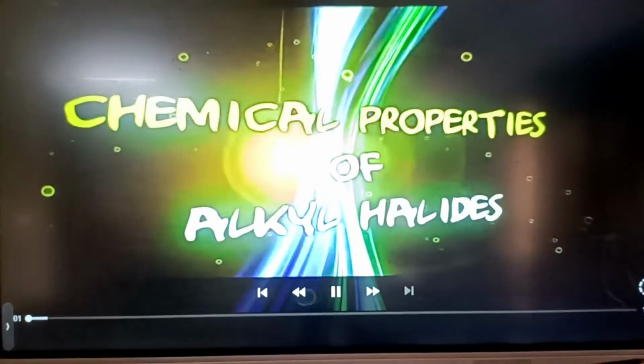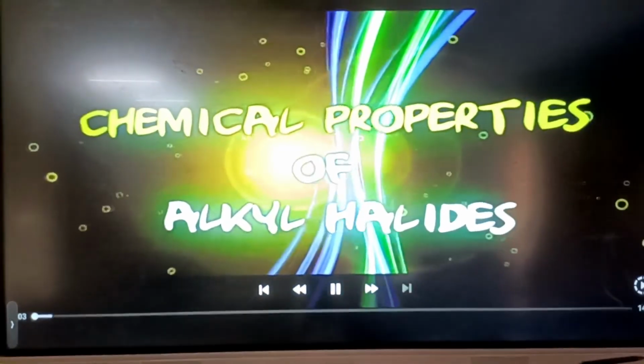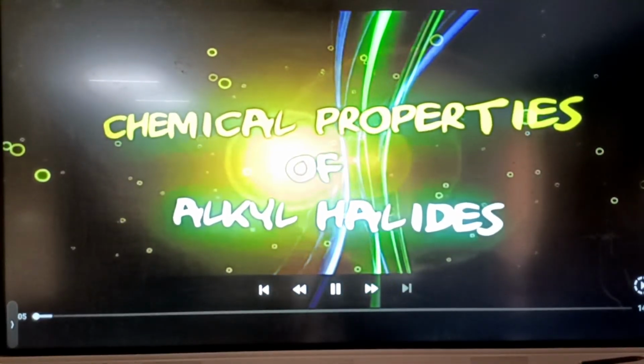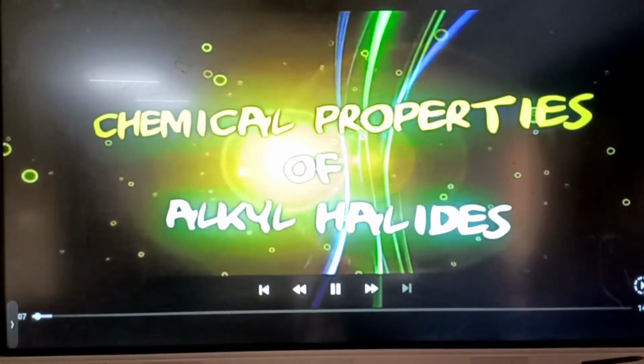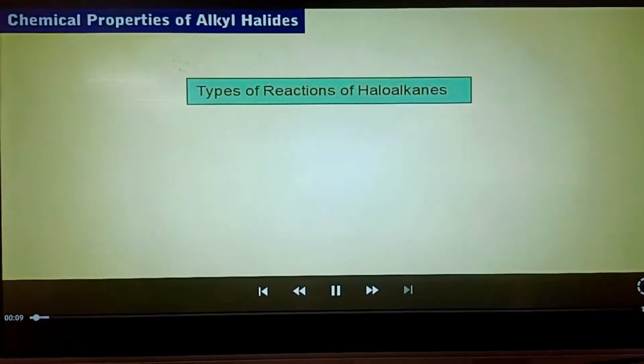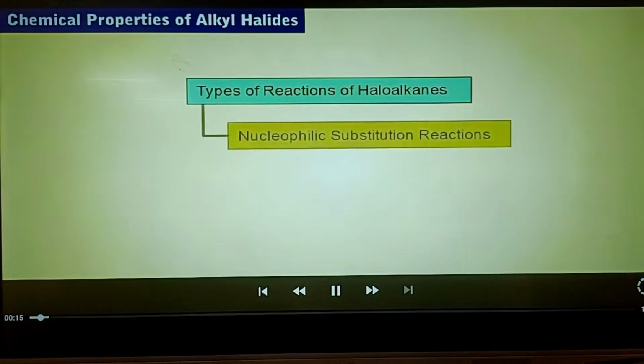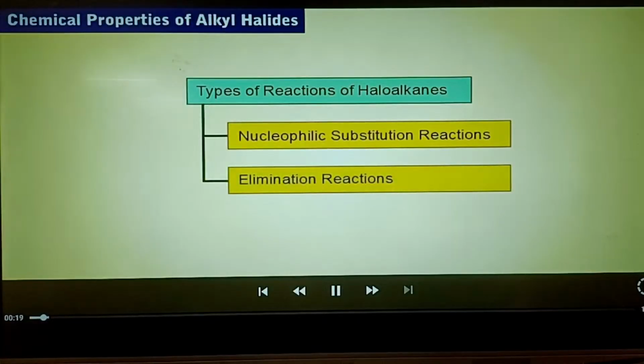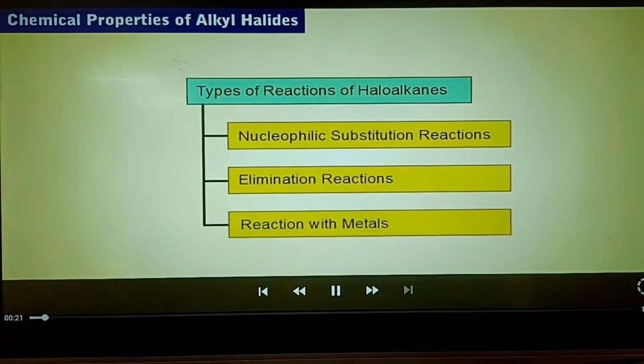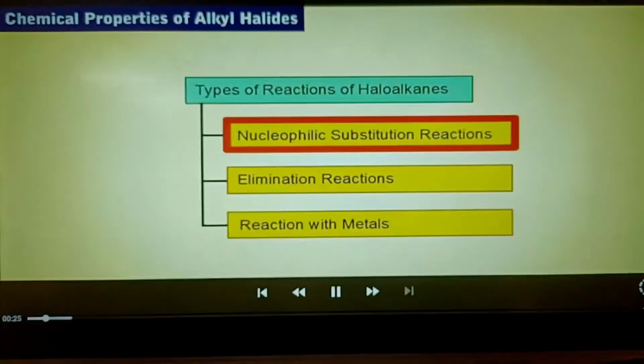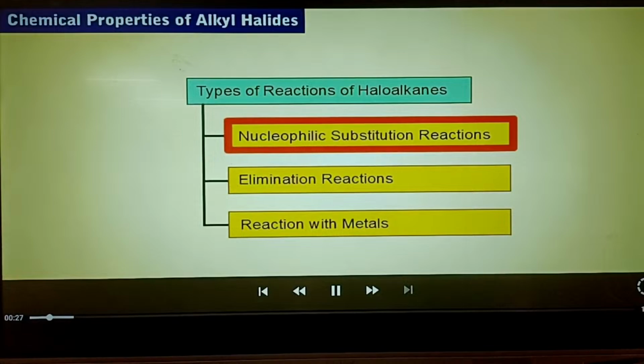In this module, we will be studying about the chemical properties of alkyl halides. Haloalkanes undergo three types of reactions. They are nucleophilic substitution reactions, elimination reactions, and reaction with metals. Let us first study about the nucleophilic substitution reactions.